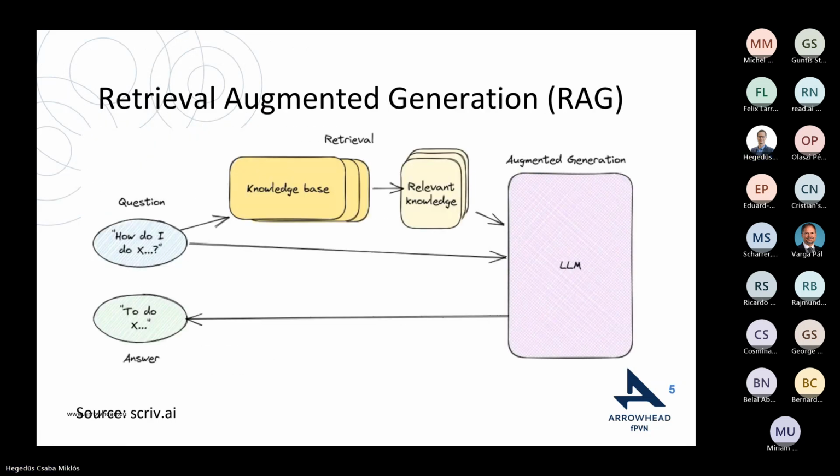I'm not going to talk about retrieval augmented generation because we dissected it in November, and hopefully you remember. But the two-sentence version is that our chatbot has access to Arrowhead documentation, which I will show in a minute, and it is able to answer questions based on that knowledge base.